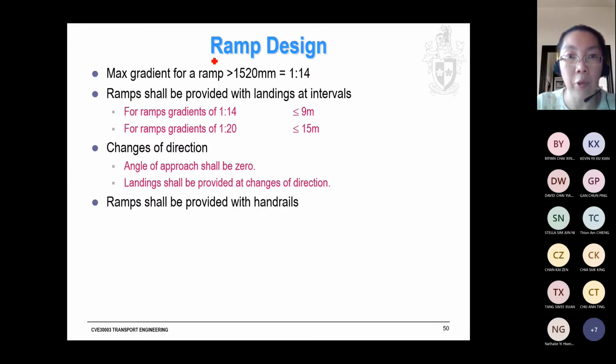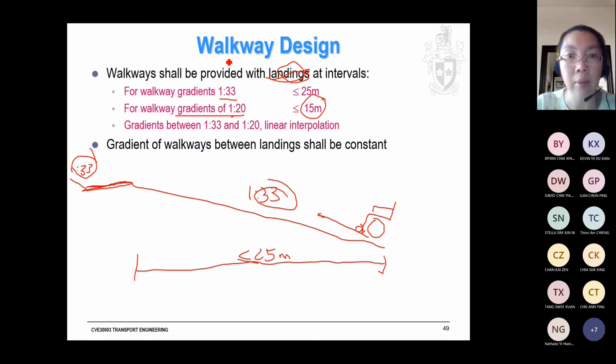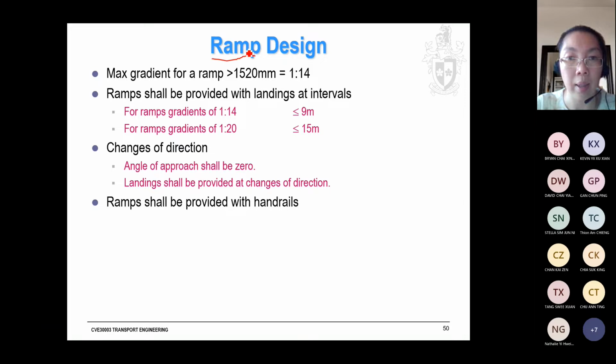And if we are going for a ramp design, now the difference between a ramp design and a walkway design: walkway is longer, ramp is a very short distance. If you look at ramp, longest is 1 in 15 meter. Ramp gradient is also steeper, 1 in 20, 1 in 14. But if your ramp is shorter than 1520 mm, then we can go for steeper gradient. We'll see that in a later part.